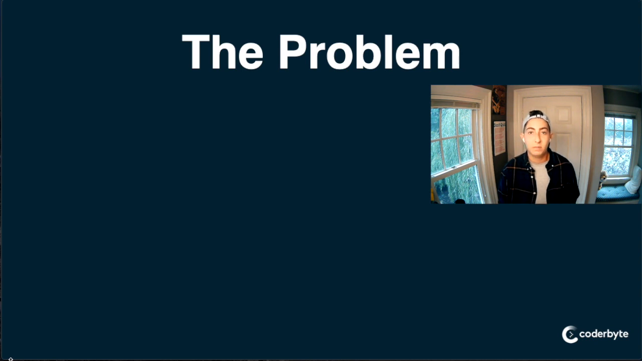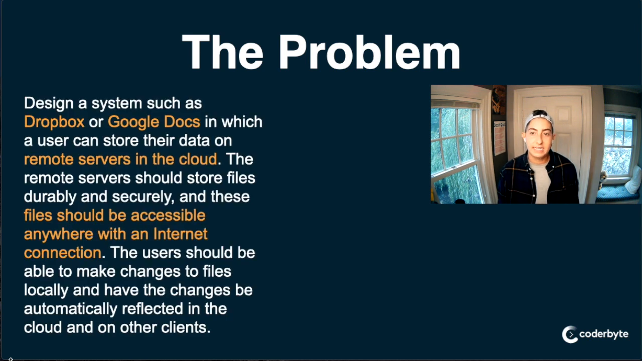Okay, let's go over the problem just in case you missed last week's video. But if you did, I highly suggest you go back and check that out. Not that it's a prerequisite for this video, but it's a good video if I do say so myself. Design a system such as Dropbox or Google Docs in which a user can store their data on remote servers in the cloud. The remote servers should store files durably and securely, and these files should be accessible anywhere with an internet connection. The user should be able to make changes to files locally and have the changes be automatically reflected in the cloud and on other clients.